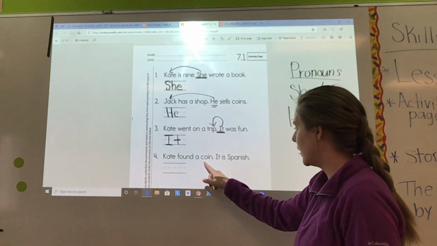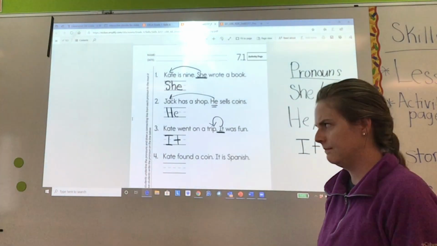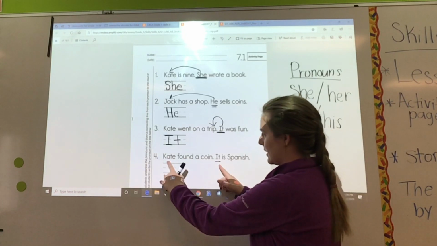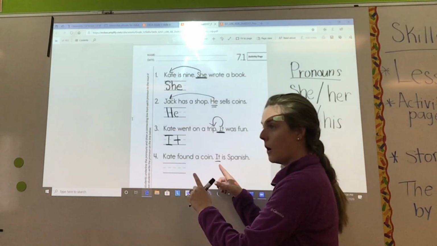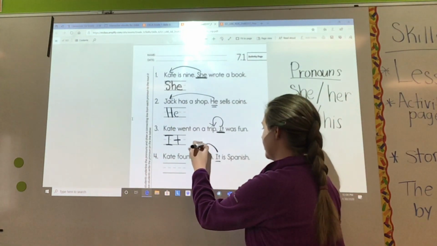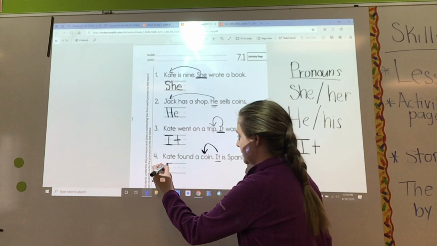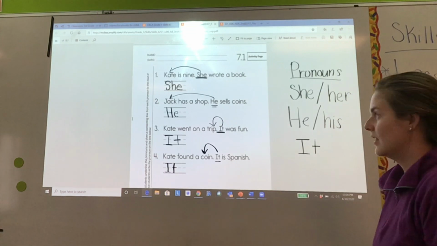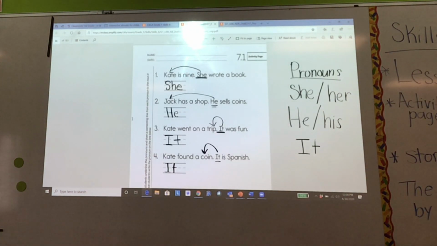Kate found a coin. It is Spanish. I know that the word it is a pronoun. I know we're not talking about Kate. Not found. Found is a verb. Yep. A coin. Oh, the coin is Spanish. That makes sense. Wow. Do you think it speaks Spanish? I don't think so. I hope not. Does your page look like this? Oh yeah. I bet it does.